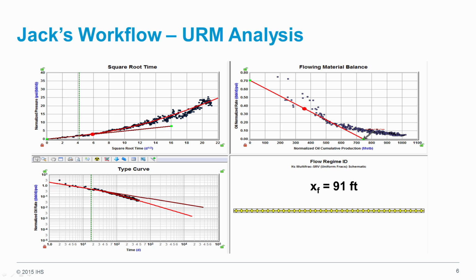Now, we don't need to go into the details of the RTA analysis, but essentially, we're looking at a square root time plot along with a flowing material balance plot in order to get an idea of the size of our stimulated reservoir volume. In this case, Jack's workflow yields 91 feet of fracture half-length.